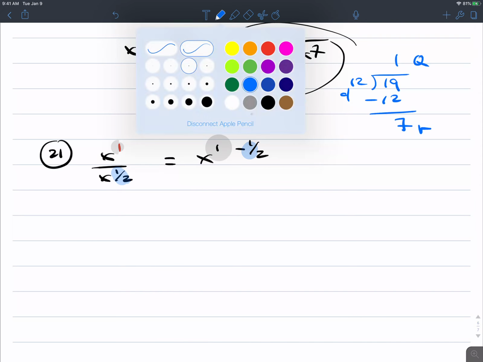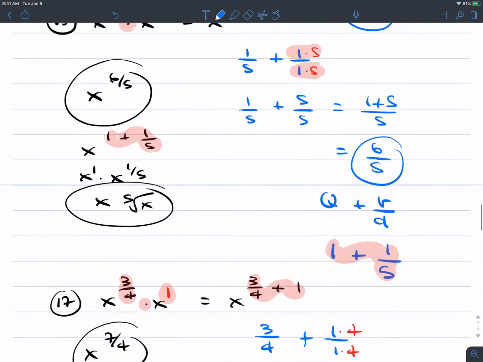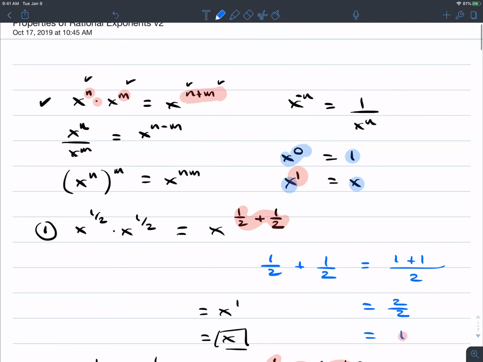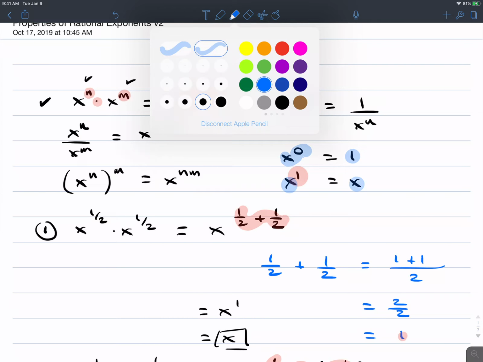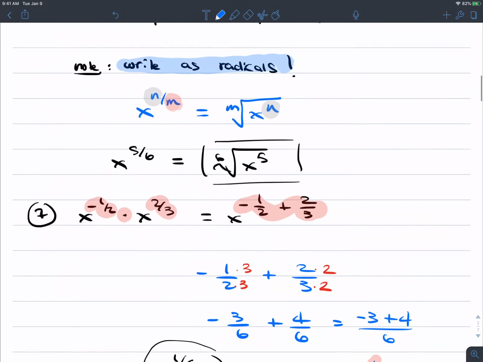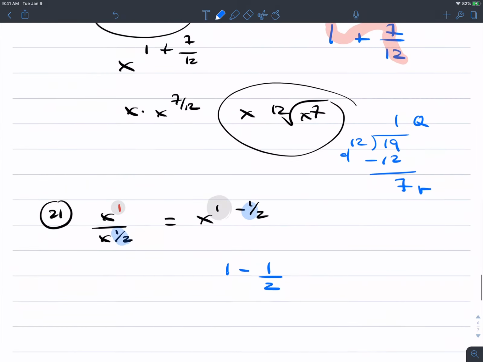So your work will be subtracting now. 1 minus 1 half. Is that true? Yes. So you guys remember, all the way from the beginning here, the property that we're going to have to illustrate now is where you have division with different powers, possibly. We keep the base, yes. Subtract your powers. So that's what we're working with now. Okay. So here's our work now. Let's go all the way down to, I think it was 21. Here we go.